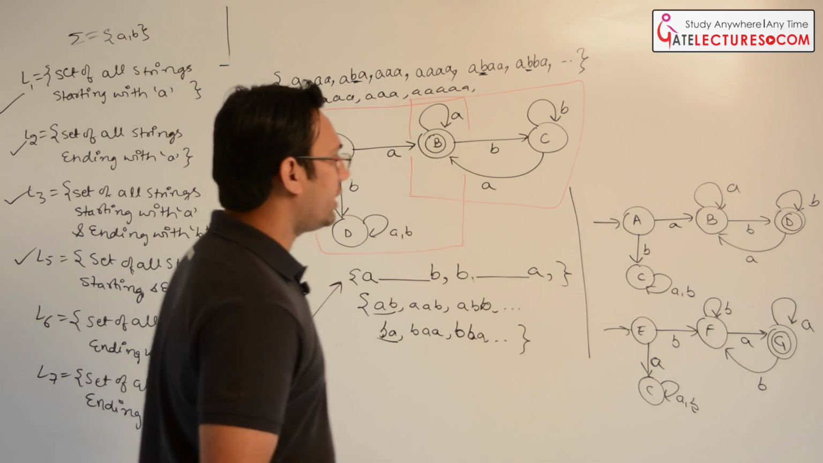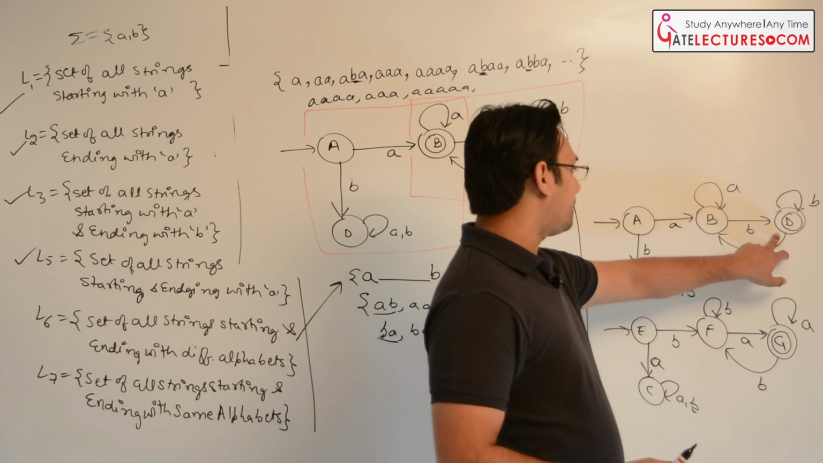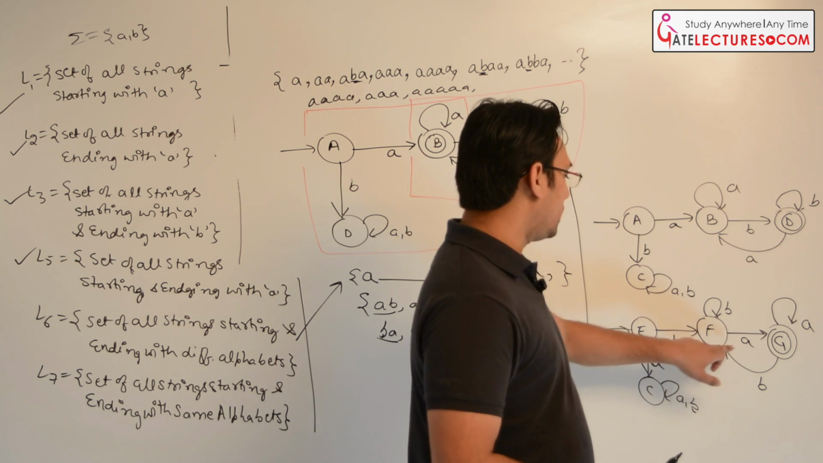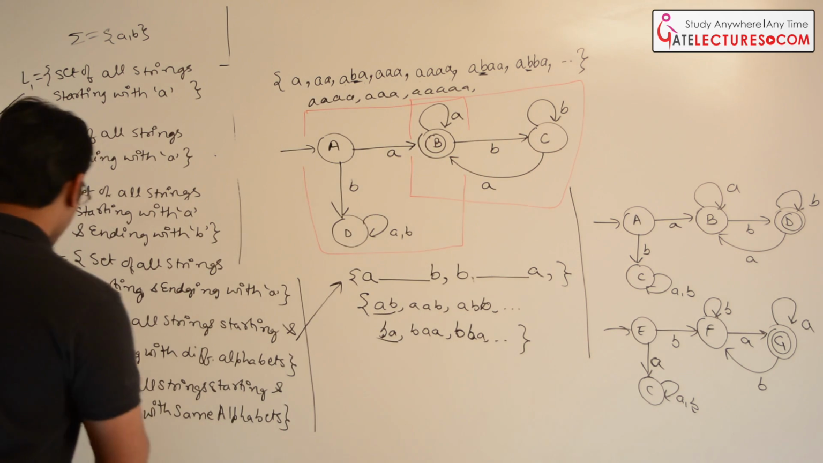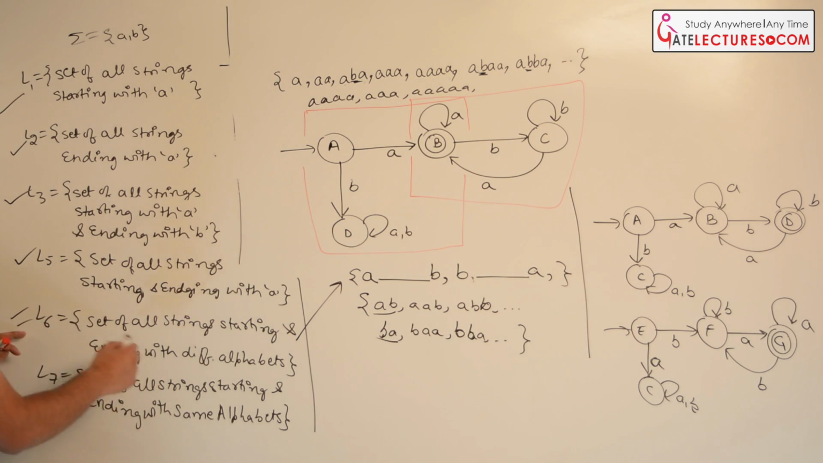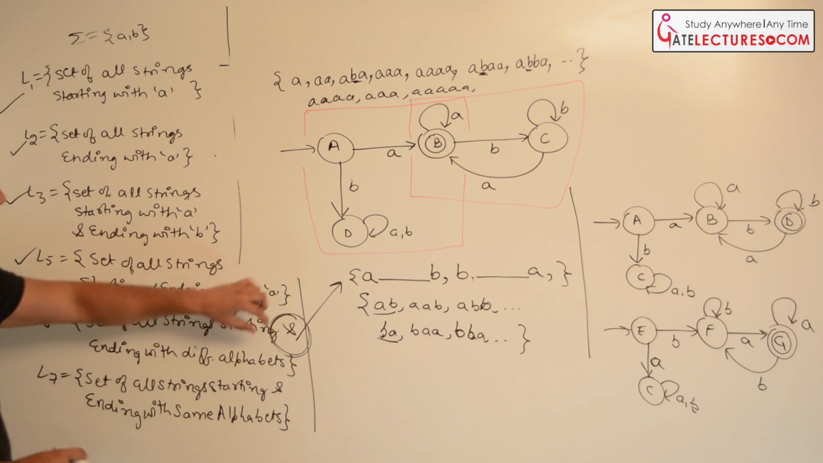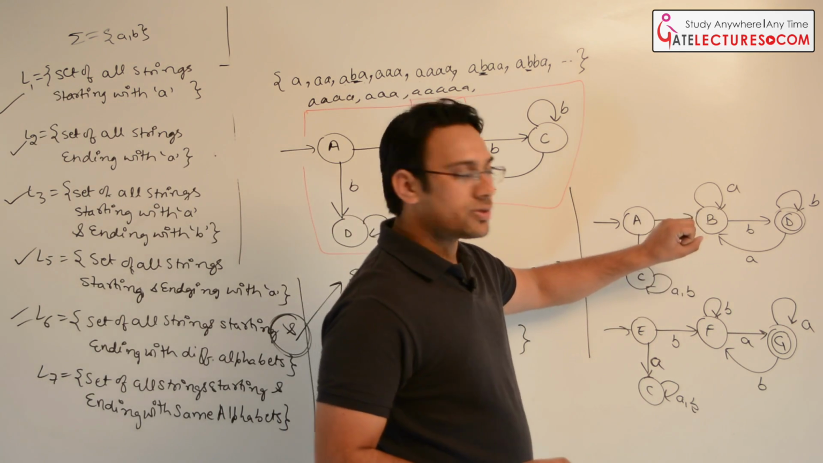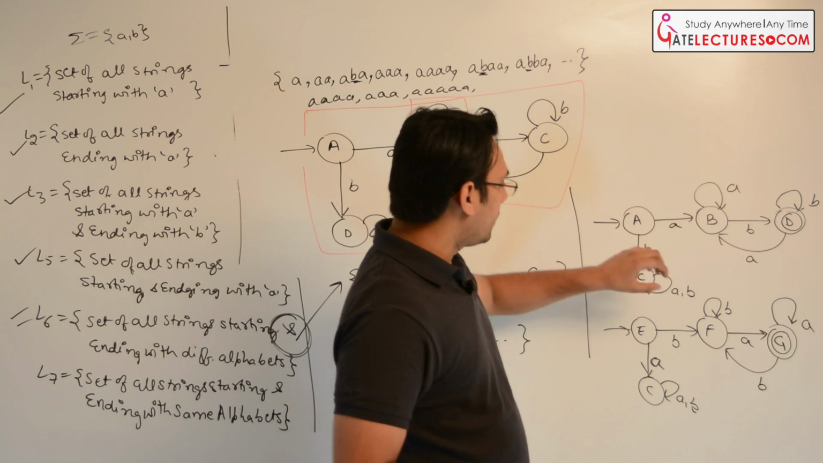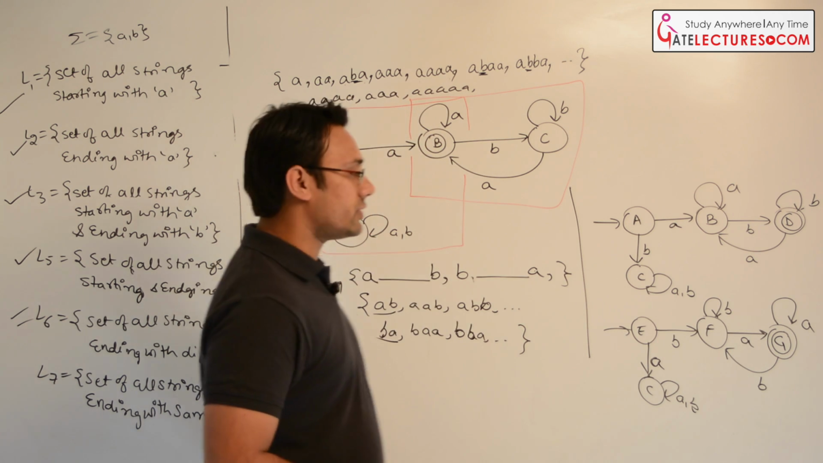Fine. So have I done any mistakes here? It is starting with A, ending with B. It is starting with B and ending with A. Fine. And here we have to take, it is starting and ending with different symbols, right? So whenever we are going to get this, then what we are going to do is, we are going to combine these two diagrams to make a single diagram where we are going to combine the initial states.